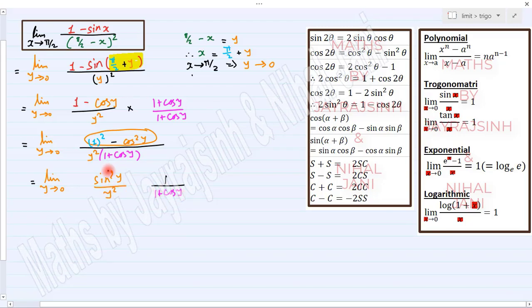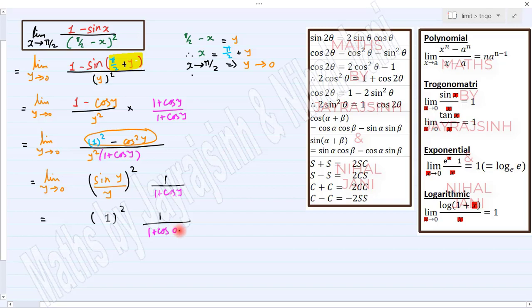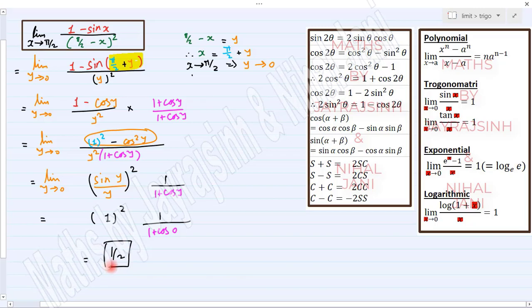This sin square y upon y square can be rewritten as (sin y by y) the whole square. So if we apply the limit, we will get sin y by y as 1, the whole square, and this 1 plus cos y will become 1 plus cos 0. So your final answer will be 1 by 2. Ta-da!